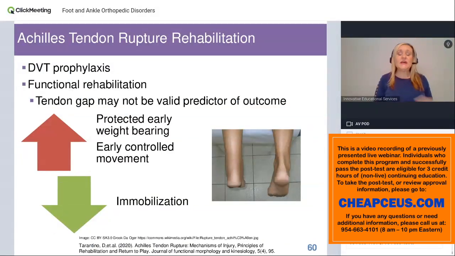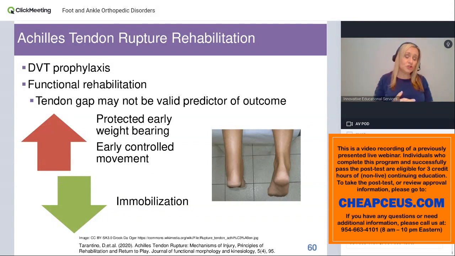Rehab for these patients, as with many of the patients that we discussed today, DVT prophylaxis is going to be part of rehab, which can be elevation, compression. Maybe the physician's prescribing something, but because they're not doing a lot of those ankle pumps, we do want to move the toes if we can. We do want to keep the knee and the hip moving because if the circulation is going down, it's got to come back up. Keep that in mind.